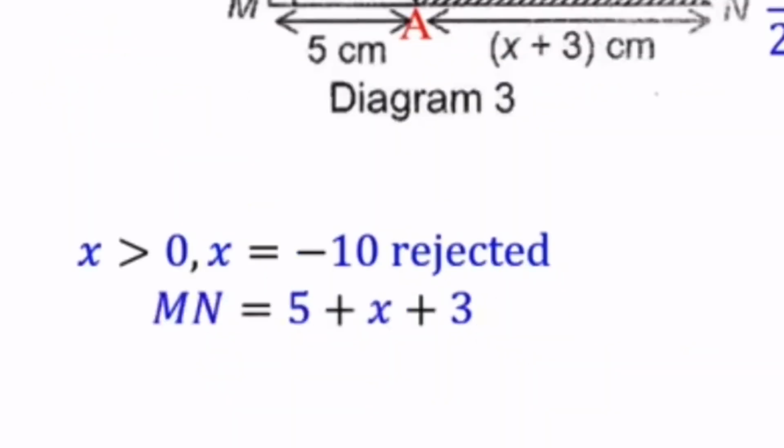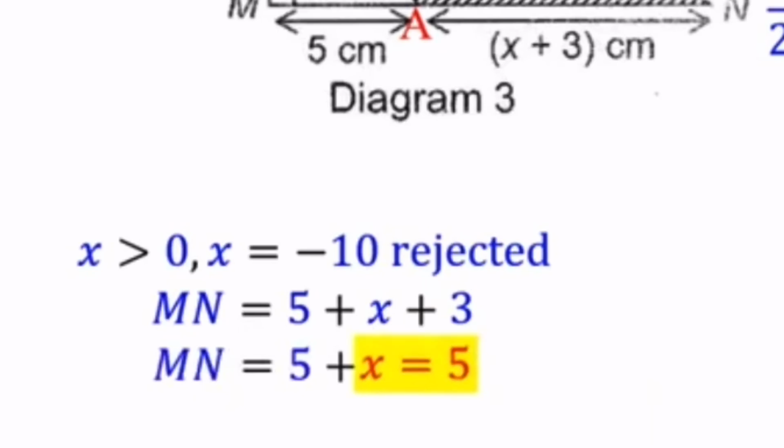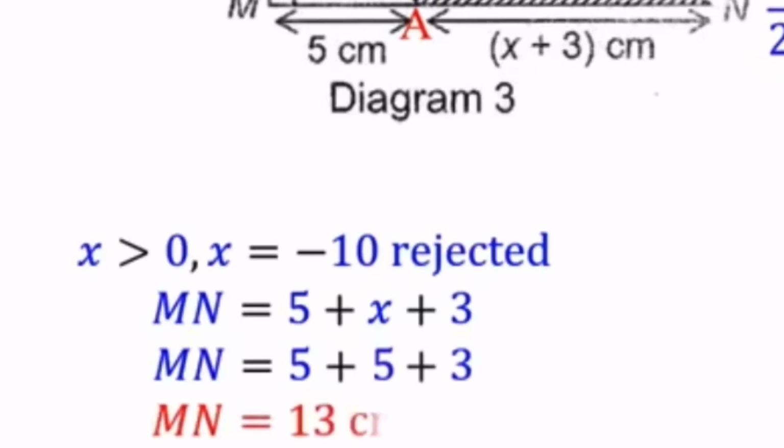Now because x is the length, so you have to choose the positive value of the x. So x equal to negative 10 needs to be rejected. So your x should be 5. So the MN is 5 plus 5 plus 3. So the MN is 13. That is the final answer for this question. MN is 13.